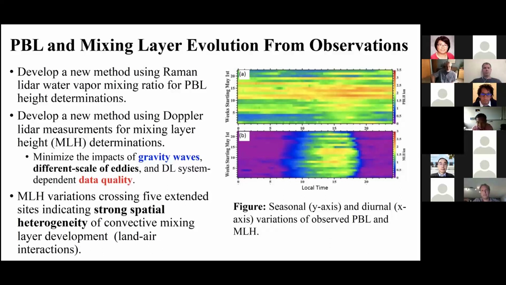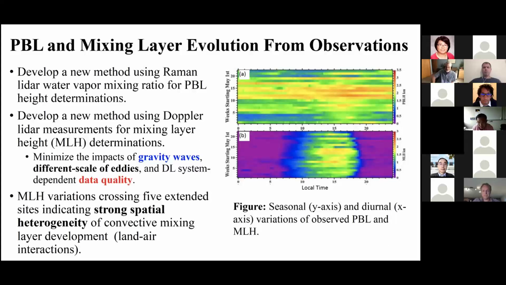And for the ARM network, we have 5 Doppler LiDARs. They also have different data quality. So we have an algorithm to figure out all these key issues. Now we can provide reliable seasonal and diurnal variation of the mixed layer.